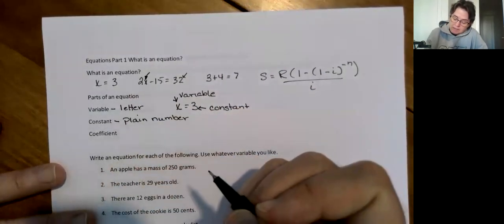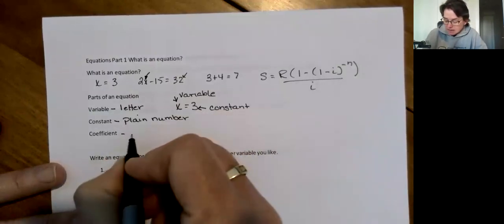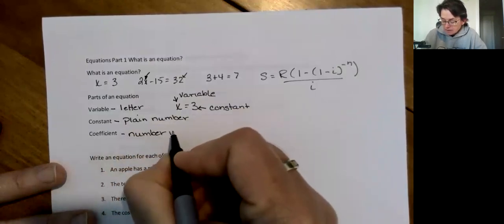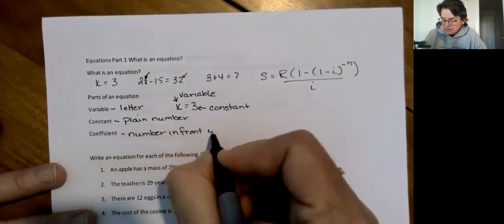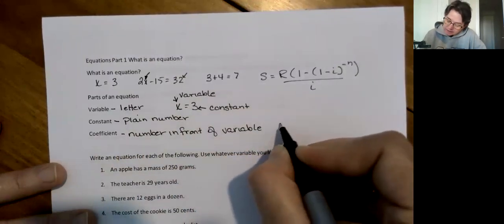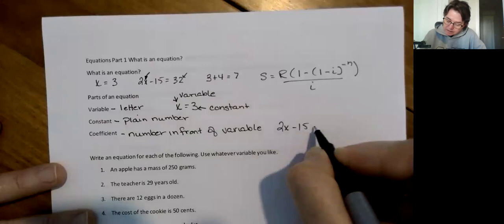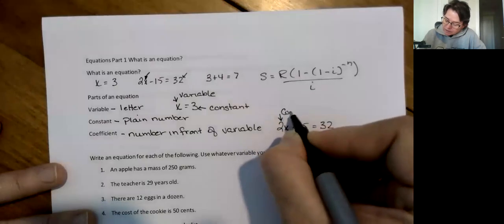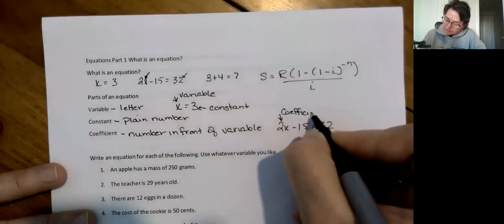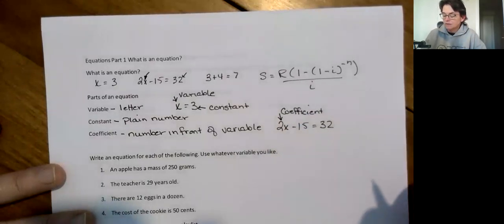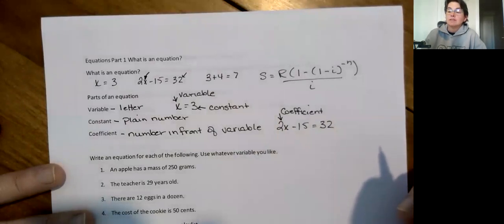And coefficients is probably the only other one that we need to know about, and that's a number, usually right in front of the variable. So in the 2x minus 15 is equal to 32, that's the coefficient. There's your variable, and those are your constants. In the grand scheme of things, if you remember the coefficient is the big number out in front, perfect. It's not too important.